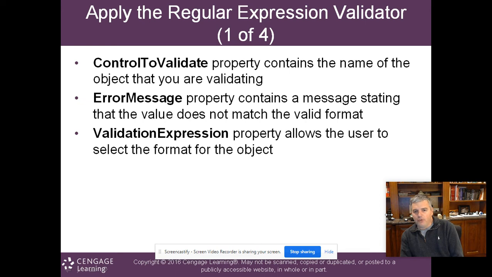So the same with the regular expression validator, we're going to have the control to validate. The property contains the name of the object that you're validating. And I think I mentioned this is something we'd use for an email address. The error message property contains the message that we want to display, saying the value does not match a valid format, and a validation expression property allows you to select the format for the object. So this is where you put in the format string for email addresses.